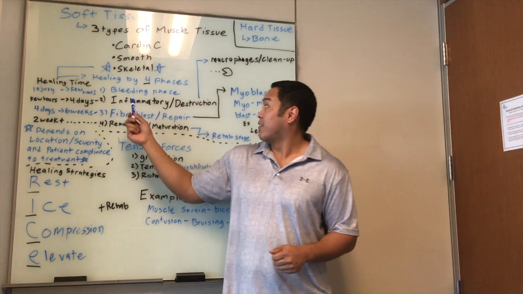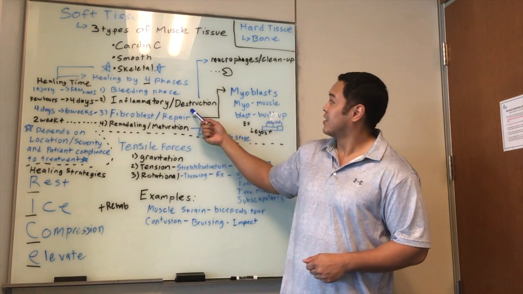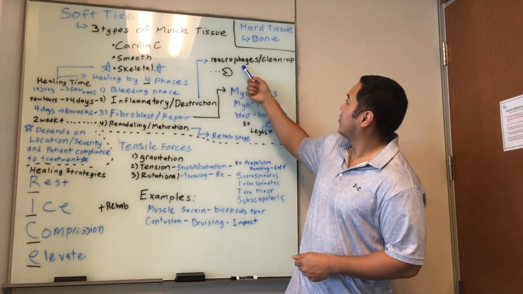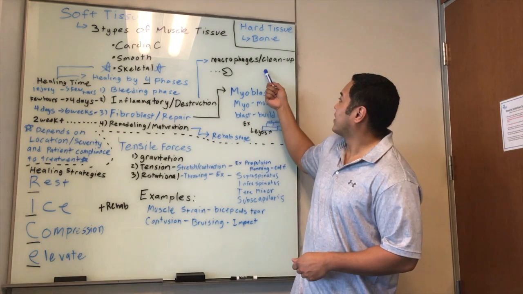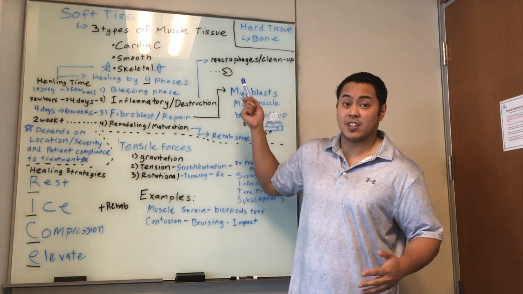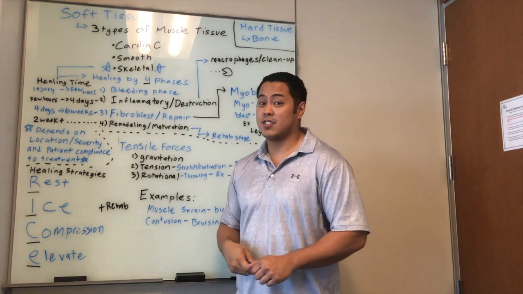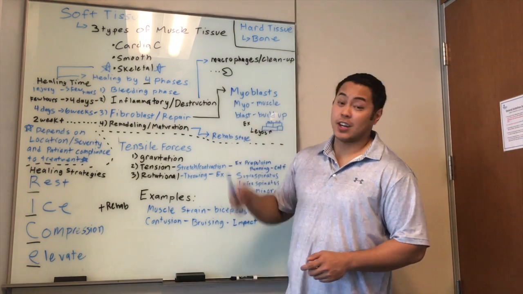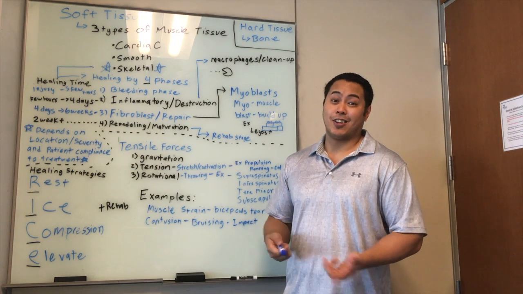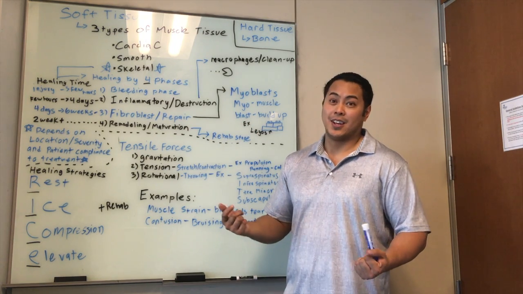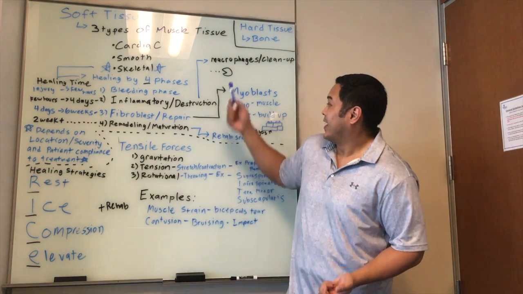Second phase is the inflammatory phase or the destruction phase. And here we have macrophages, which help clean up the site of injury and take out all the stuff that we don't want in the injury site. To think of this, you can think of Pac-Man trying to clear up the stage and eating all the pellets around to clear up the stage.